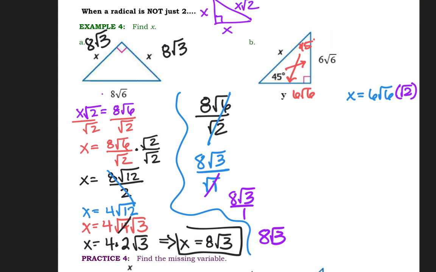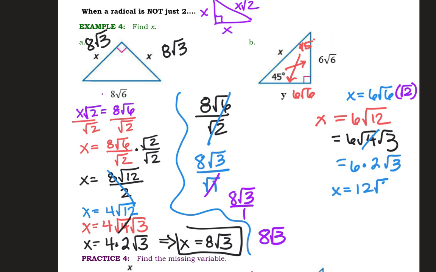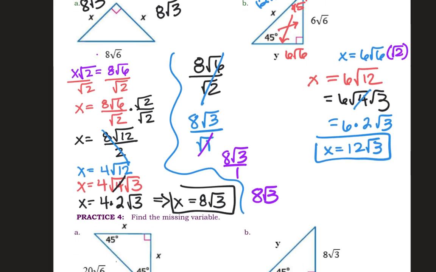All right, what's 6 times 2? 12. Can you break down 12? Yes, so that should be 6 square root of 4 square root of 3. Which one reduces? The 4, good. So what, 6 times 2? 12, so 12 square root of 3 should be my hypotenuse. That one does not have a shortcut, okay? That one you have to be able to do all that. All right, let me go ahead and give you a few minutes to do the last practice.